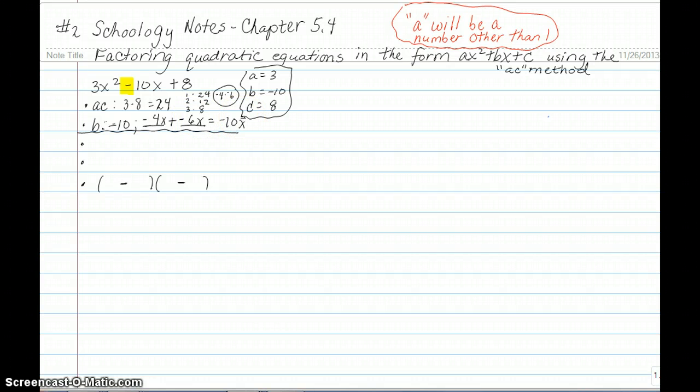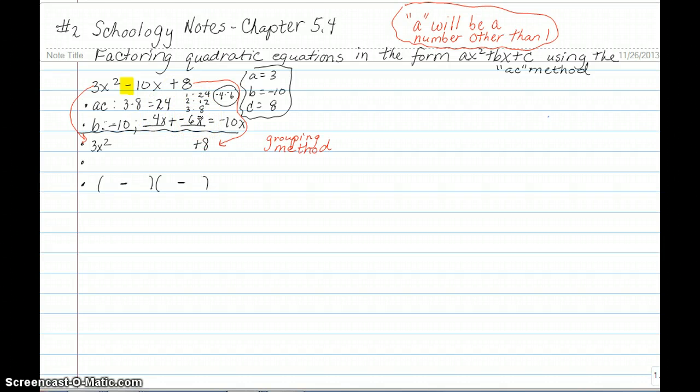And then what happens is you bring down the first term. This is going to be the grouping method here. Grouping indicates parentheses. And you're going to bring down this 3x squared. And then you're going to bring down this last term, which is going to be plus 8. And your middle terms are going to come down as 2. Instead of bringing down negative 10x, you bring down negative 4x and negative 6x.